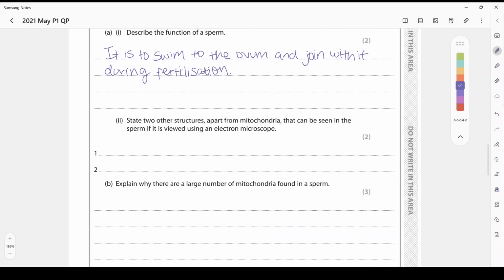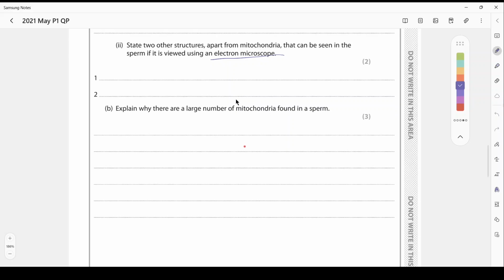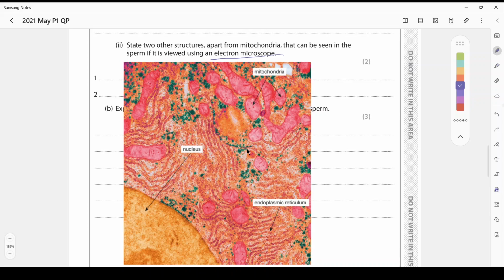All right. Part 2. State 2 other structures apart from the mitochondria that can be seen in the sperm if it is viewed using an electron microscope. So an electron microscope has much greater resolution than a light microscope because you're using electrons that would be able to pick up a lot more detail. So I've just included an image of an electron microscope. This is a colored electron microscope.